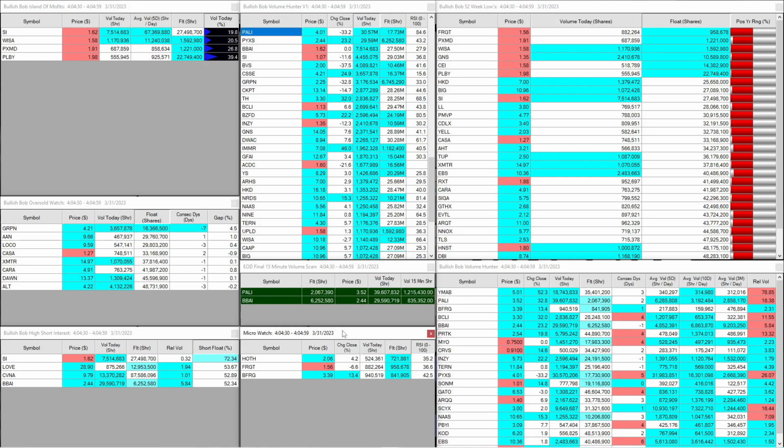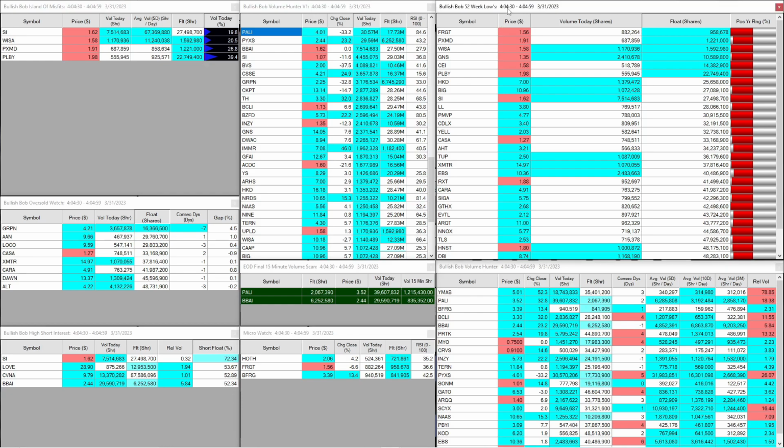Below that, we have the micro watch. So this is going to be stocks under 1 million share float. So you can see that the float size is 721,000, 958,000, 941,000. Stocks that have under a 1 million share float, I consider to be micro float. And so this is our micro watch. I added that. It's a new list that we have at the end of day.